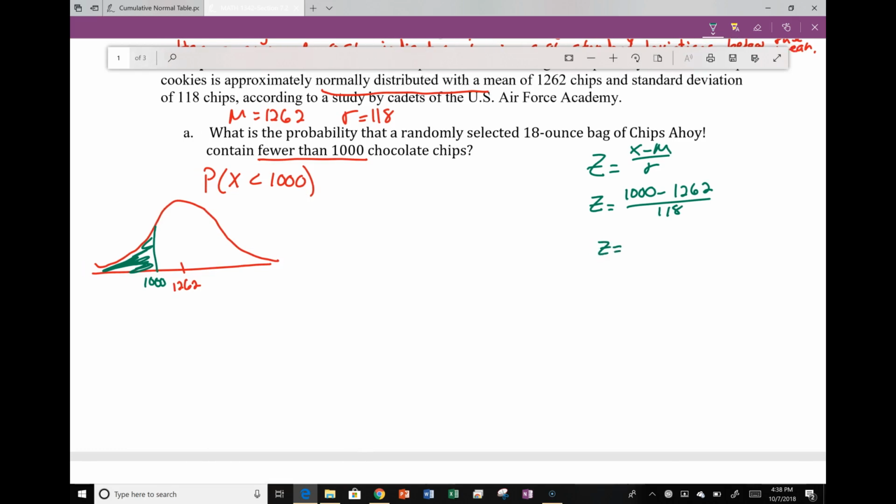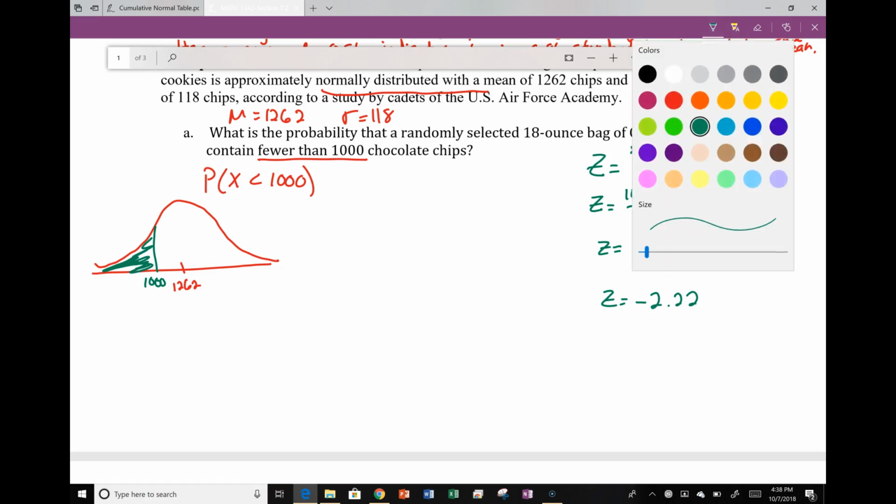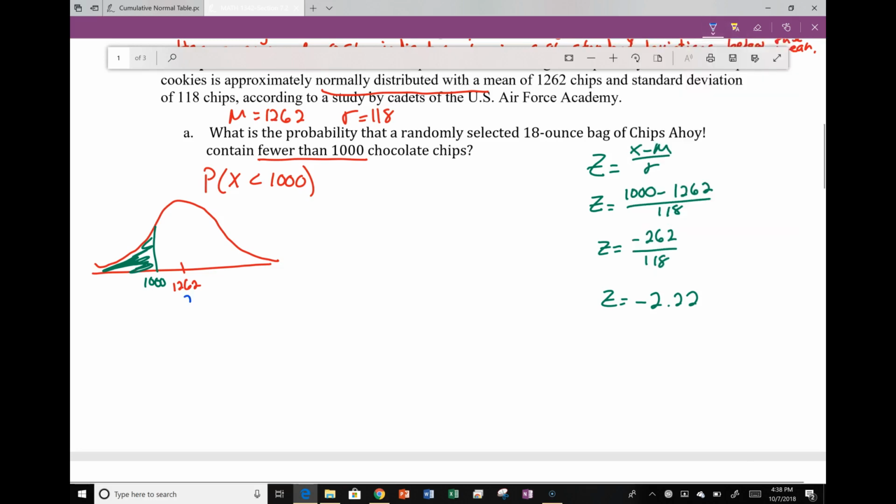1,000 minus 1,262 is going to be a negative 262 divided by 118. So the z-score is going to be a negative 2.22. If I look at this, recall that my mean is my 0. Here's a negative 2.2, and we're looking to the left. So the probability that the value is less than 1,000 is the same thing as the z being less than a negative 2.22. So I need to look this up on our table.